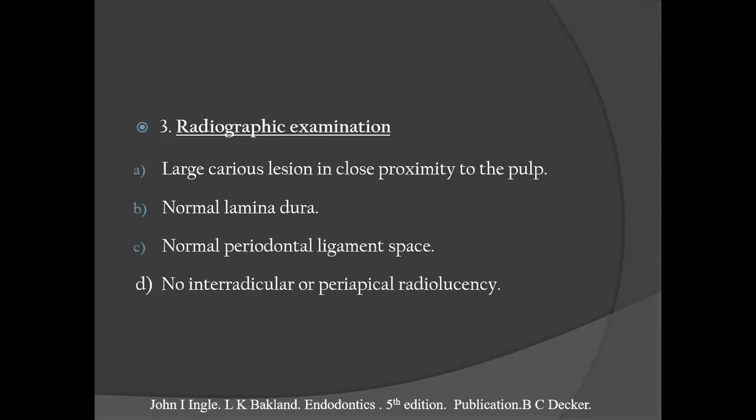Then normal lamina dura, normal periodontal ligament space, and no interradicular radiolucency. If any interradicular radiolucency or bone loss is present, it means there is a bacterial invasion, a bacterial seepage through the accessory canals. So nothing is there. Everything is fine. That shows a green signal to go ahead with the indirect pulp capping.